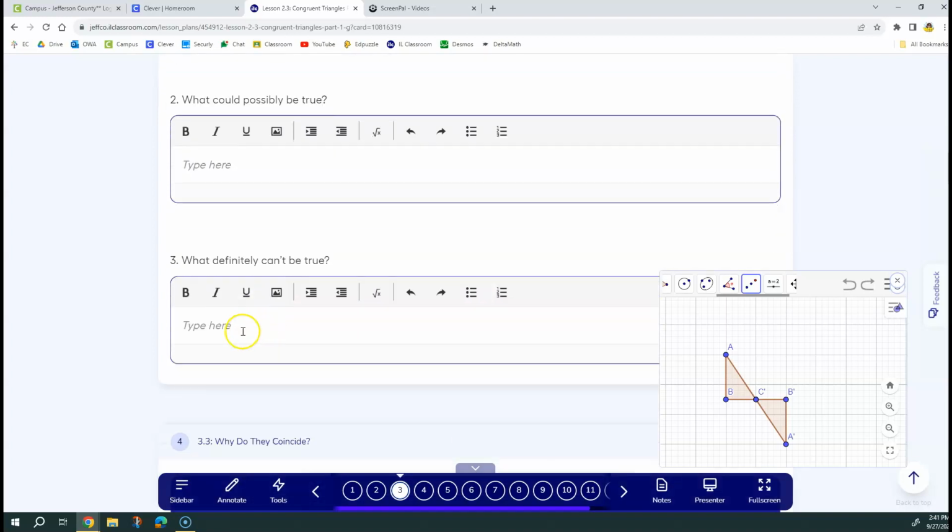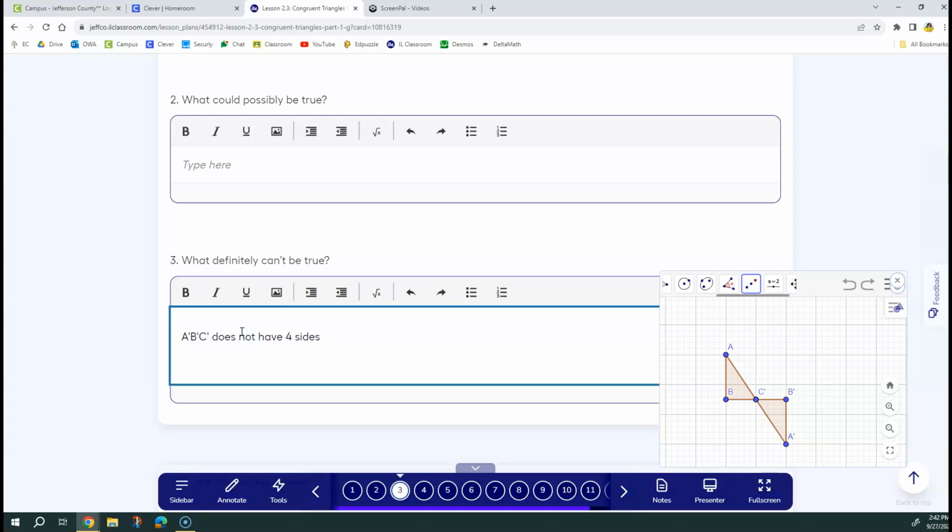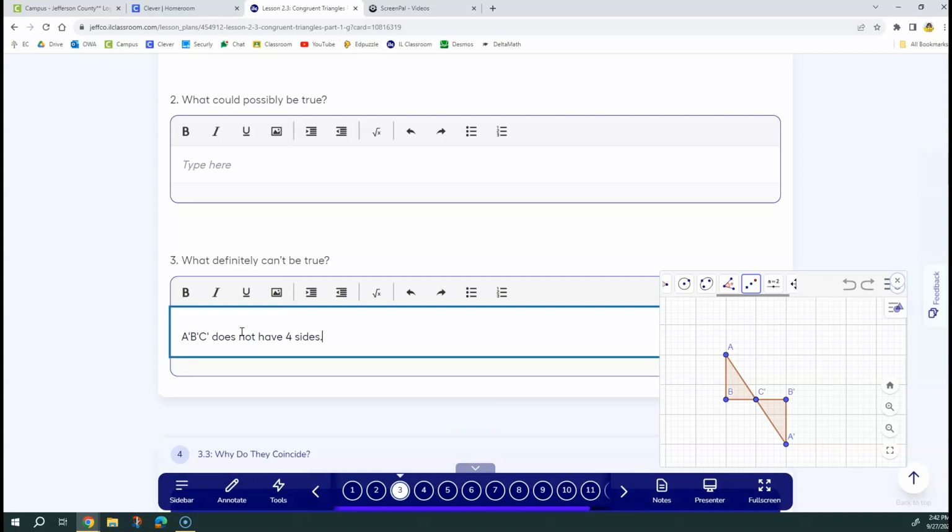Down here for what definitely can't be true, don't go all rocket sciencey on this one. That's not necessary, okay? So we could say A prime, B prime, C prime does not have four sides, because it's ABC. There's only three angles, three sides. So that's not four sides. So that most definitely cannot be true.